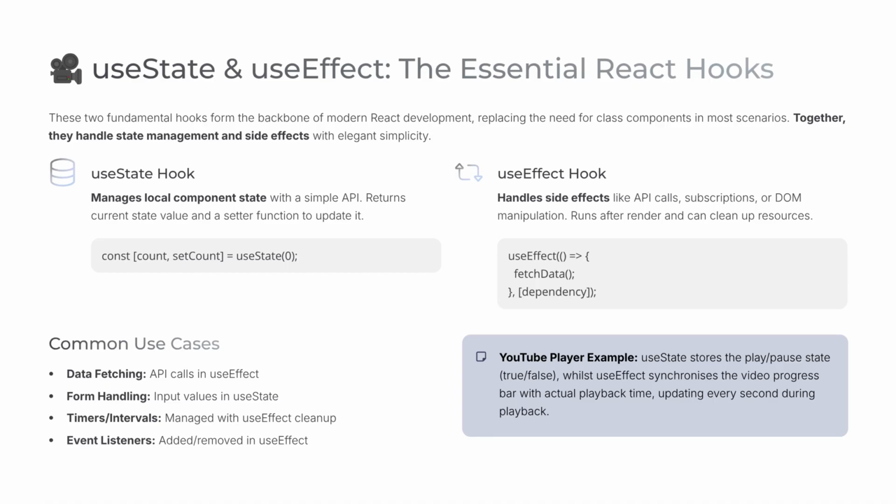For example, in a YouTube player, useState might track whether the video is currently playing or paused. Meanwhile, useEffect keeps the progress bar synchronized with playback time, updating every second. A cleanup function stops the timer when the video ends or the component unmounts. Together, useState and useEffect form the backbone of modern React development. They replace most class-based lifecycle methods and give developers a much more intuitive way to manage component logic.